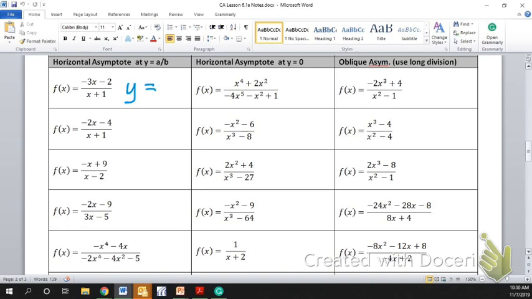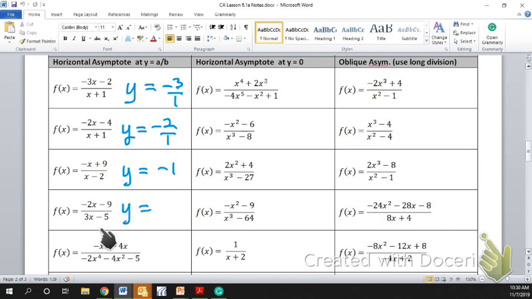Y equals negative 3 over 1, which is just y equals negative 3, right? That's my horizontal asymptote on this one. What's my horizontal asymptote on this one? Negative 2 over 1. Y equals negative 2 over 1. What's my horizontal asymptote on this one? Negative 1 over 1, which reduces to just negative 1, right?